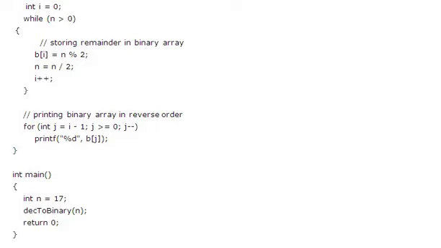While n greater than 0, b of I is equal to n mod 2, n is equal to n by 2 and I plus plus, and you need to print the array in reverse order, as I told you earlier also in the previous program. And look at your main program, and the program here is written for n is equal to 17. You can read the data using scanf, and the second line in main is your function call.